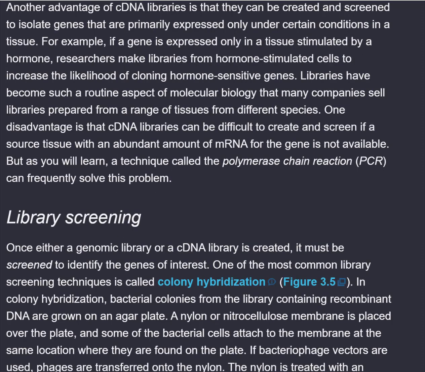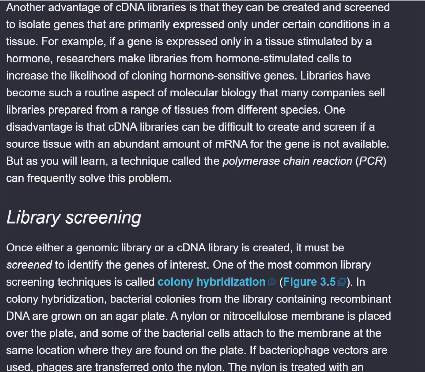For this reason, cDNA libraries are typically preferred over genomic libraries when attempting to clone and express a gene of interest. Another advantage of cDNA libraries is that they can be created and screened to isolate genes that are primarily expressed only under certain conditions in a tissue. For example, if a gene is expressed only in a tissue stimulated by a hormone, researchers make libraries from hormone-stimulated cells to increase the likelihood of cloning hormone-sensitive genes.